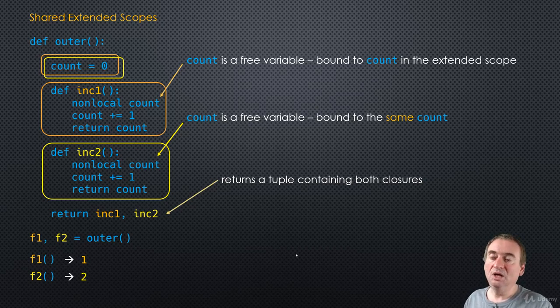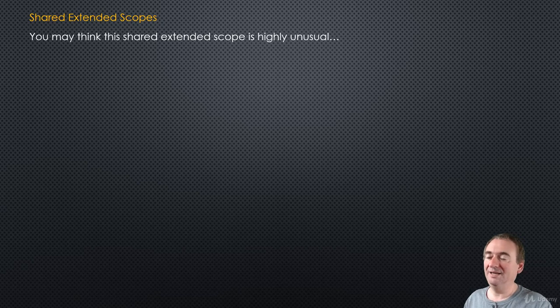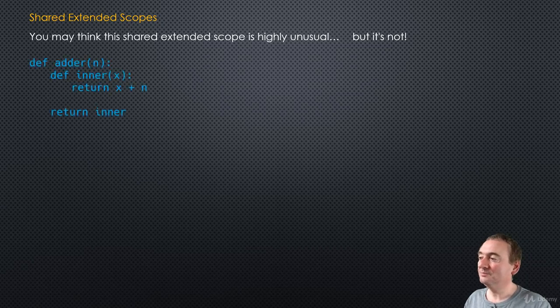So that's an example of how you can share the extended scope between two different closures. Those are two different closures, but they have a shared free variable. So you might think that, well, this is kind of highly unusual, right? I mean, how often are you going to do something like that? Probably not that often. Well, it actually happens a lot more than you might think, and it happens by mistake. I think that's the main thing. That's why I want to point it out, because it's very easy to fall into a trap here. And let me show you what I mean.